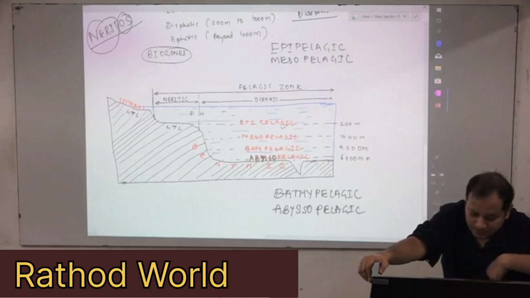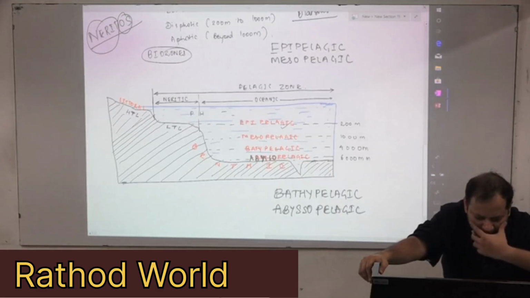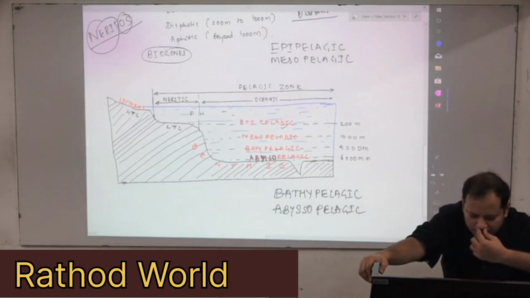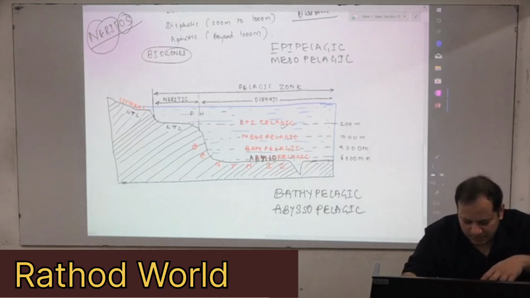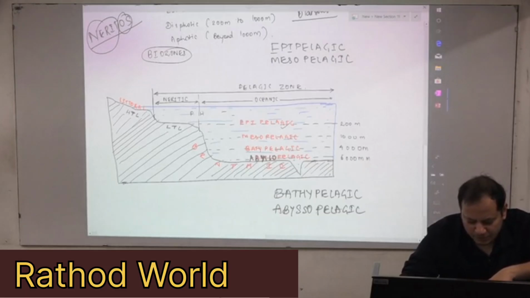Next. This region is dominated by the nekton community, and has the presence of dissolved oxygen, and very low nutrients.